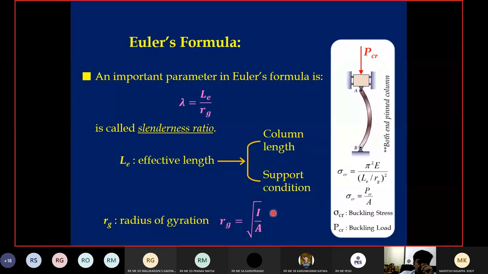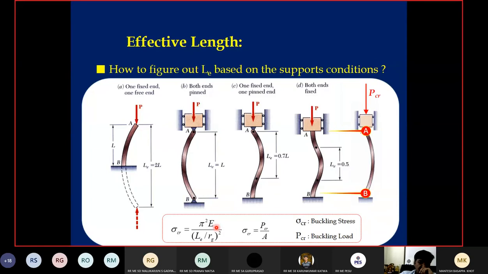You can see that for various conditions the buckling equation is going to change because of the support condition, and this is also one among the major factors that contributes to the column failure, that is buckling failure, that is the effective length. If you are going to go through some examples, you can read some textbooks, you can easily make out.